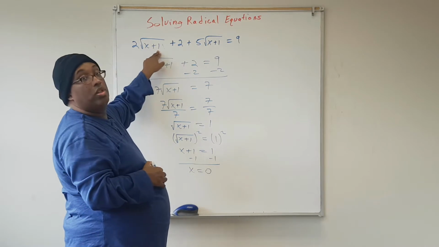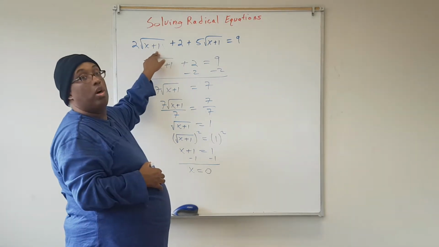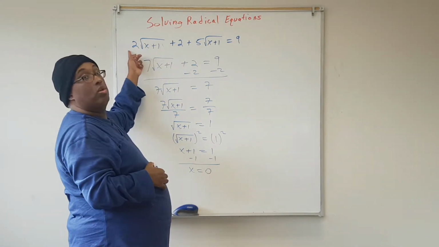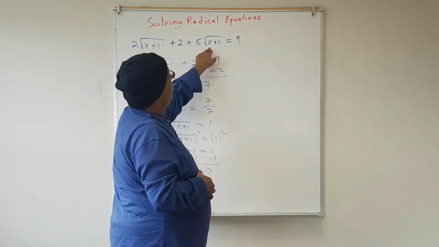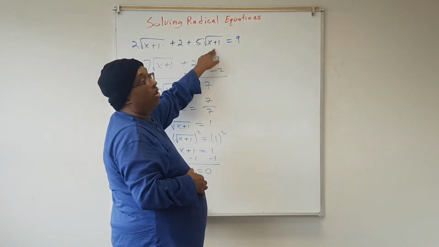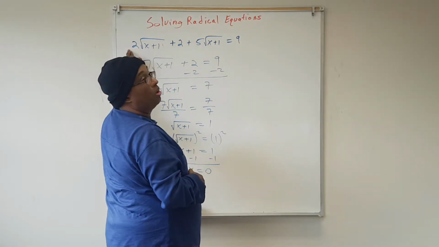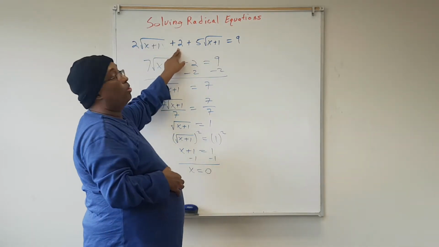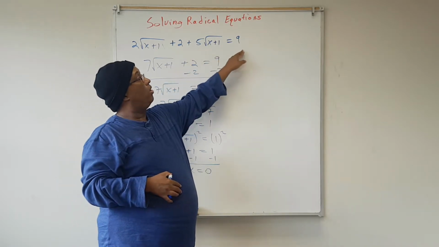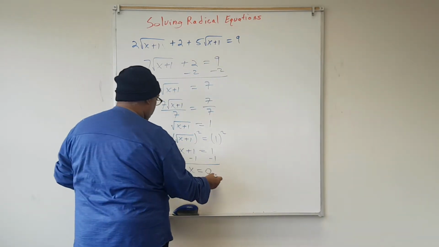0 plus 1 is just 1. The square root of 1 is 1. Times 2 makes 2. 0 plus 1 is 1. Square root of 1 is 1. Times 5 makes 5. 5 plus 2 is 7. Plus 2 is 9. So this is a valid answer. We can box it.